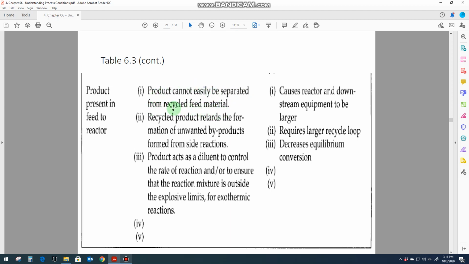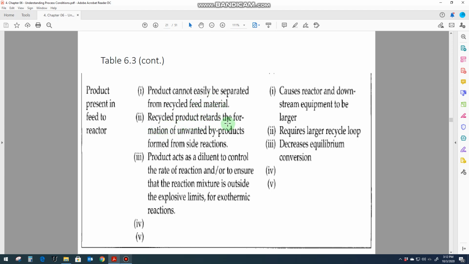Okay, so if there are some products in the feed stream, then what we can do here, we can recycle the product stream back into the reactor. Some more of the feed material can go back into the reactor and increase the conversion.